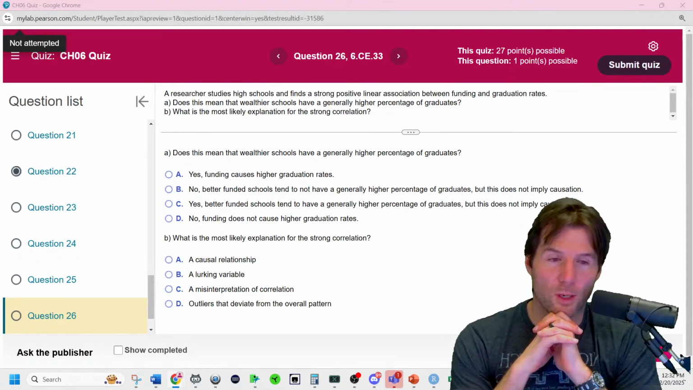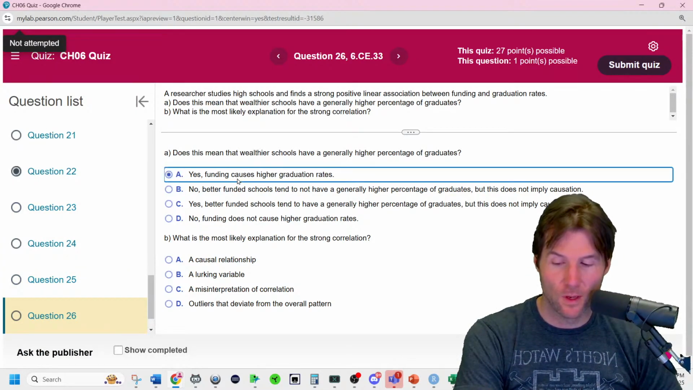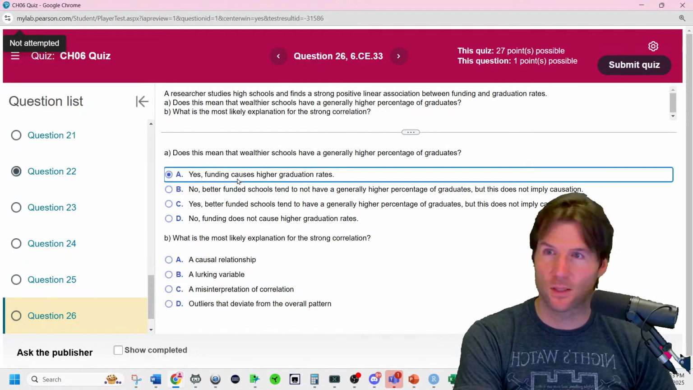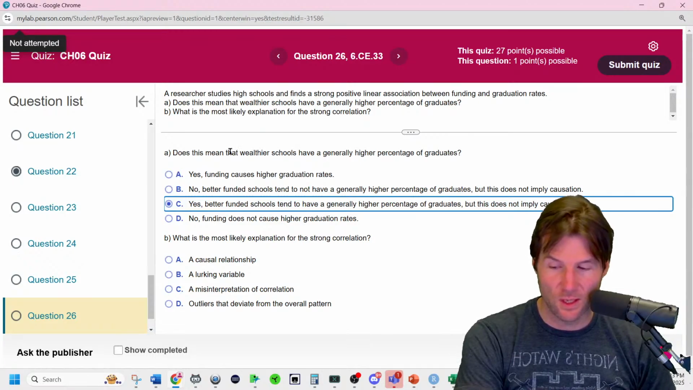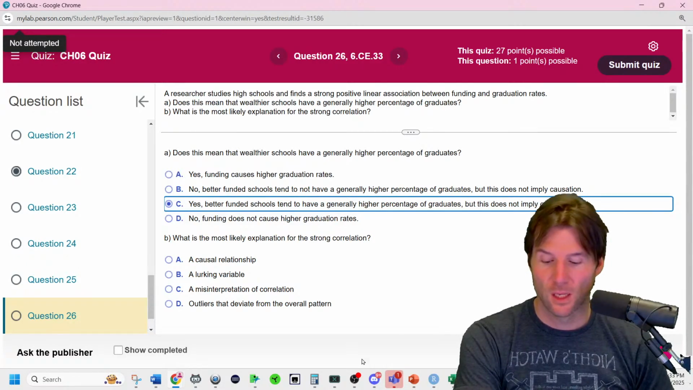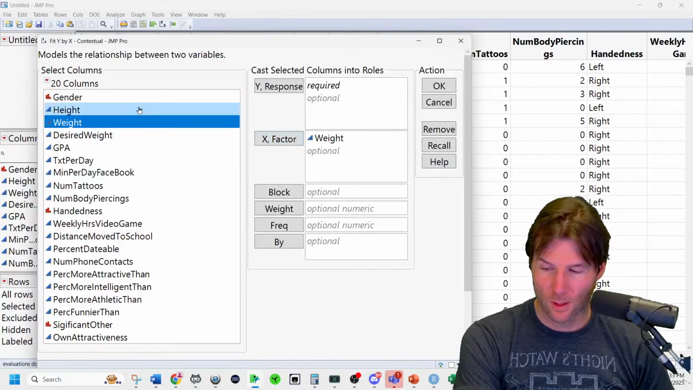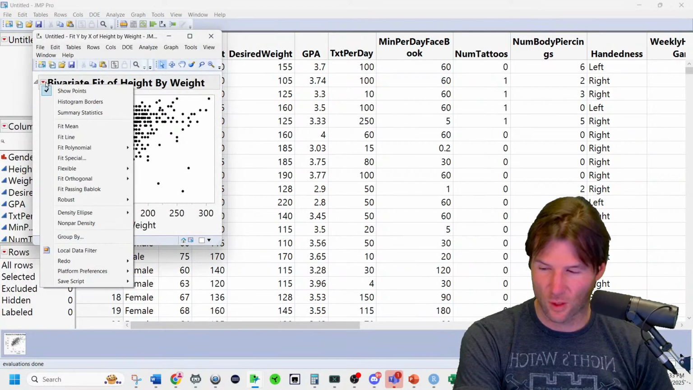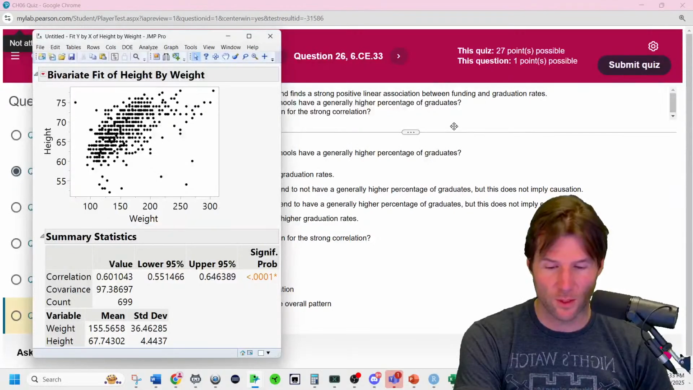Which of these looks to be wrong? A is horrible. No, funding doesn't cause higher graduation rates. We can't say causation. I would say they are associated because we see that, but this doesn't mean they cause it. Better funded schools generally have higher graduation rates, but this does not imply causation. Just like people who weigh more are generally taller, there's a very strong correlation right here. But if you weigh more, it doesn't mean you are taller.